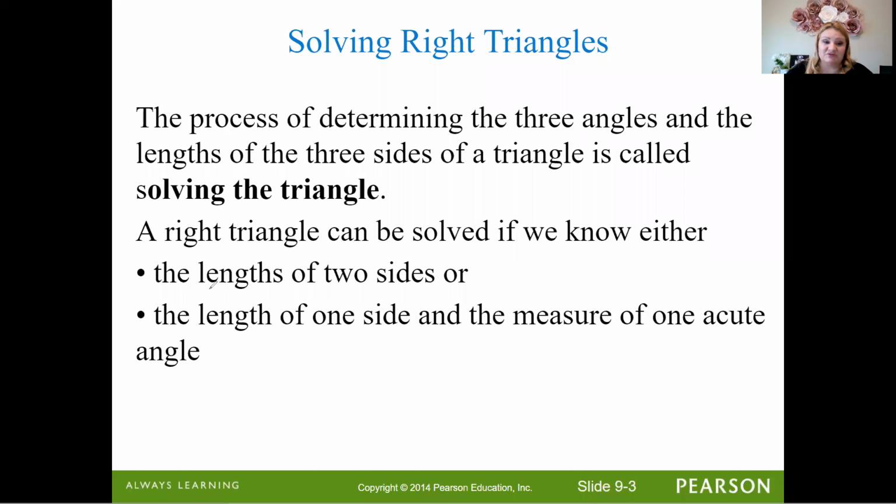So when you're taking notes, you want to make sure that you underline this and make sure that you know that you either have to have two side lengths or the length of one side and the measure of the acute angle.